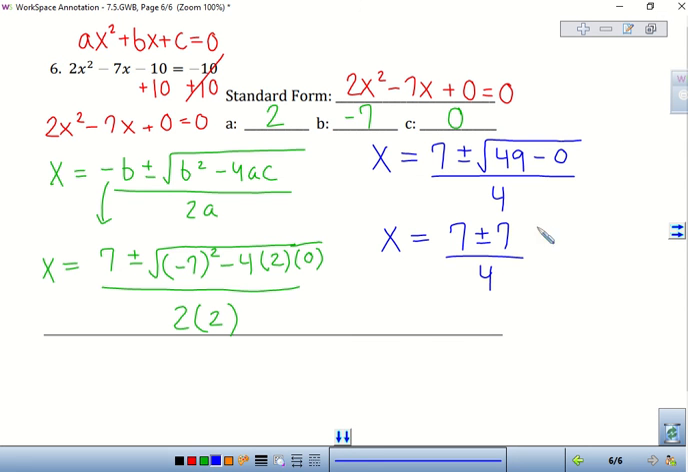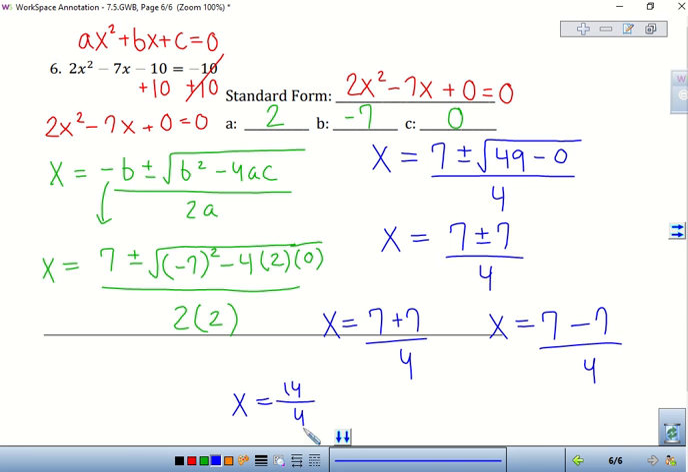So we have two answers, right? We have two versions. X equals 7 plus 7 over 4. And then x equals what? 7 minus 7 over 4. All right. So one is positive, one is negative. So this one comes out to be 14 over 4, which reduces to 7 over 2. And this one over here, what's 7 minus 7? 0. What's 0 divided by 4? 0. So those are my two answers.